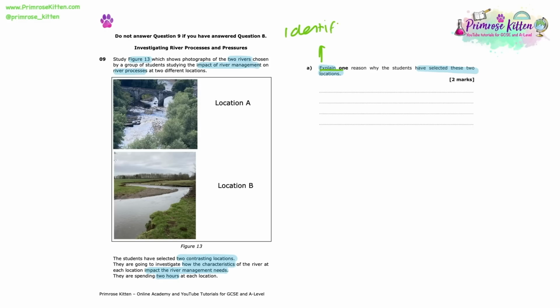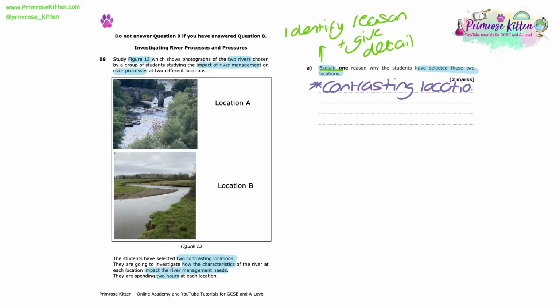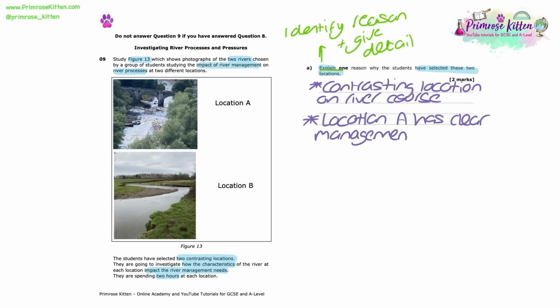This question requires you to first of all identify a reason and then give detail from the 2 locations. Possible points to include here might be that contrasting locations on the river course have been chosen, or that location A has clear management compared to location B which does not.